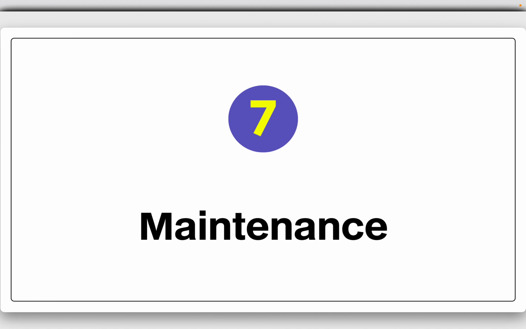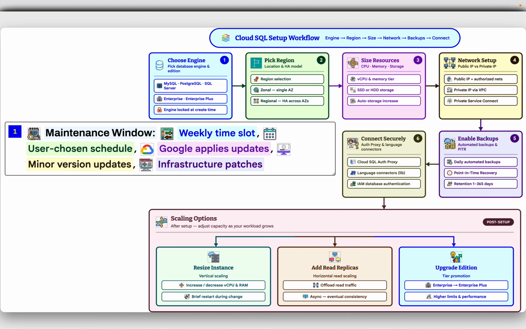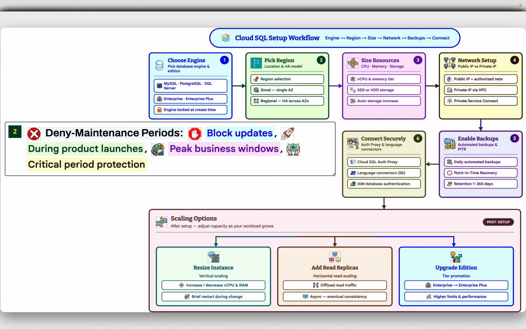Seventh topic is maintenance. Maintenance is also a core concept. Each instance has a maintenance window, a weekly time slot you choose for Google to apply minor version updates and infrastructure patches. You can also set deny maintenance periods to block updates during product launches or peak business windows.